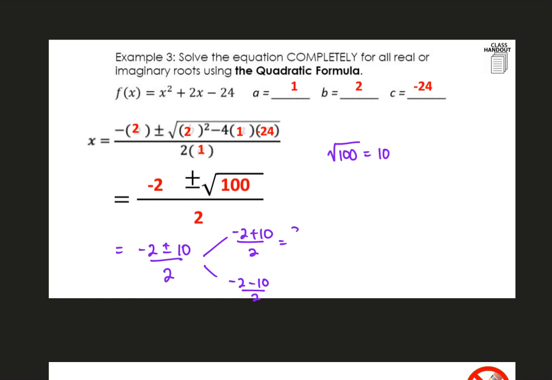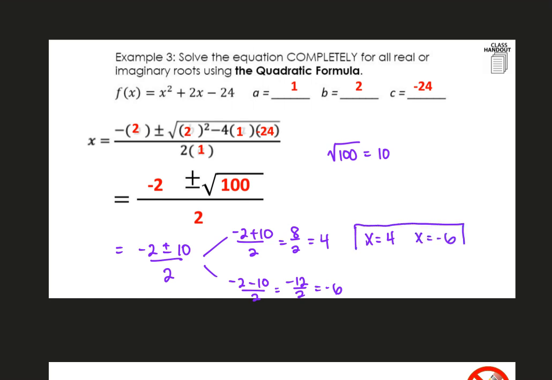So -2 plus 10 is 8 over 2, which simplifies down to just 4. And then we have -2 minus 10, which is -12 over 2, which gives me negative 6. So my two solutions in this case are just exact solutions: x equals 4, and x equals negative 6.